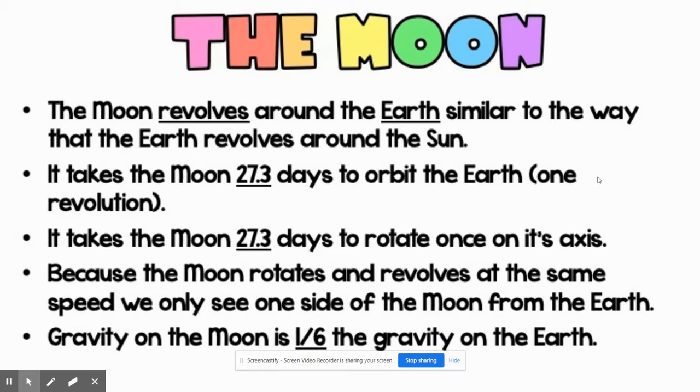So the big takeaway from this slide is I want you to remember how much the revolution and the rotation of the moon is. It is the same number. It's 27.3 days. Or you can say about a month when we're talking sometimes on tests. It's going to be between 27 and 30 days is our moon's revolution. It takes about a month.